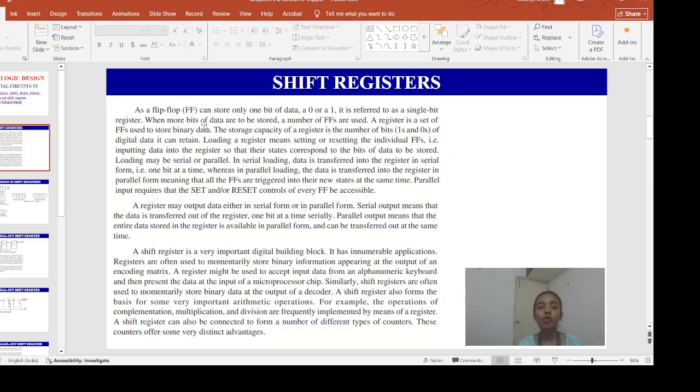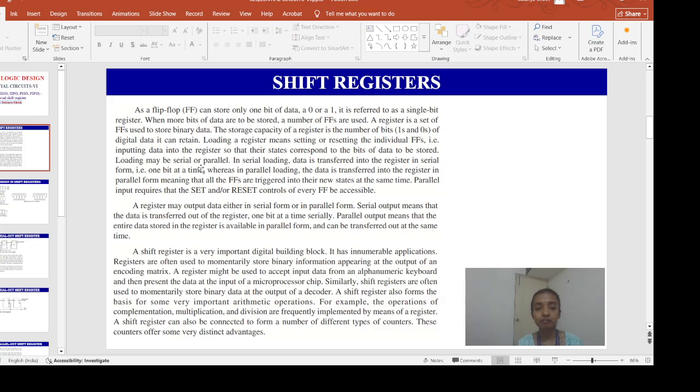When more bits of data are to be stored, a number of flip-flops are used. A register is a set of flip-flops used to store binary data. The storage capacity of a register is the number of bits, obviously ones and zeros of the digital data it can retain. Loading a register means setting or resetting the individual flip-flops, that is, you are giving the input data into the register so that their states correspond to the bits of data to be stored. And loading may be serial or parallel.